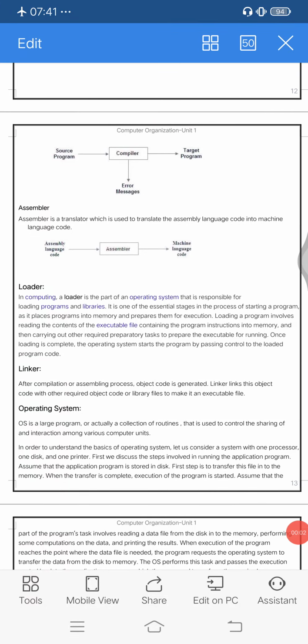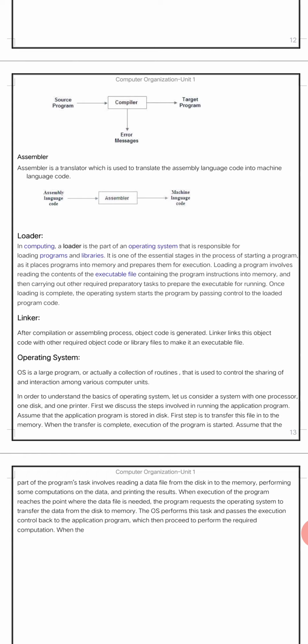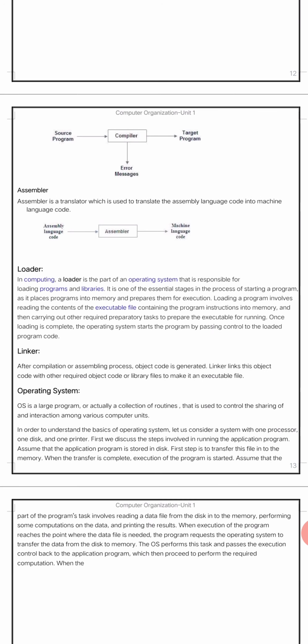Hi students, now I'm going to explain the topic about operating system. So operating system is nothing but a system software. Previously we discussed types of software. So this operating system is the system software. It provides an interface between user and system.